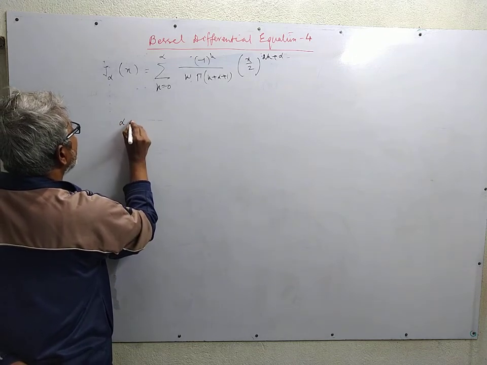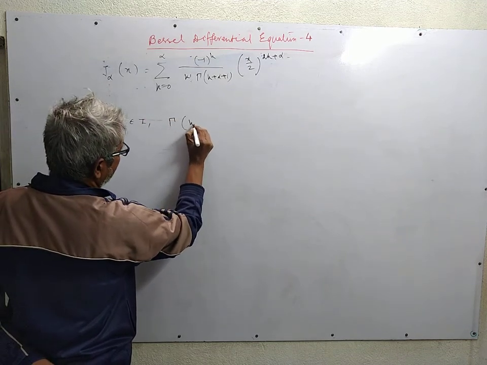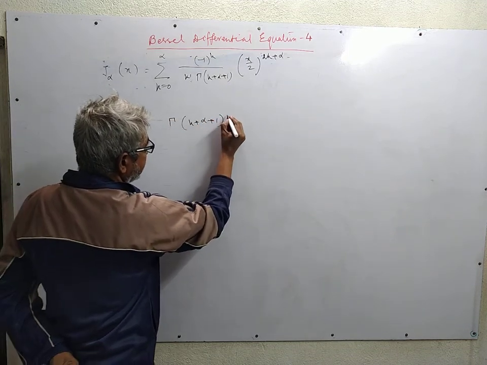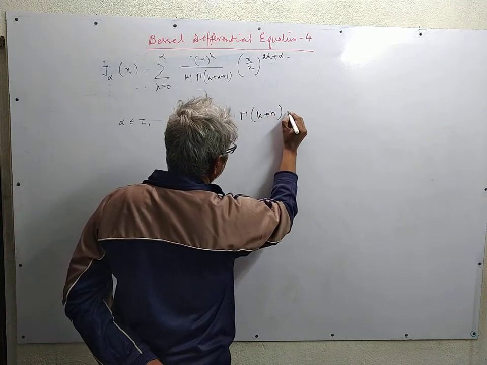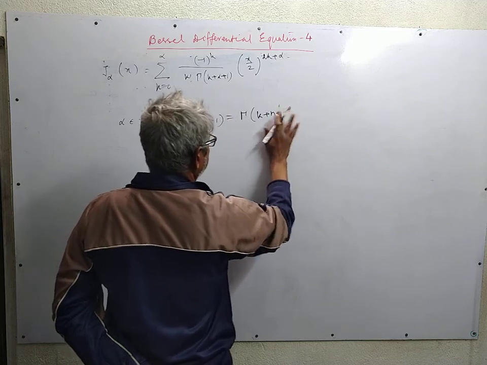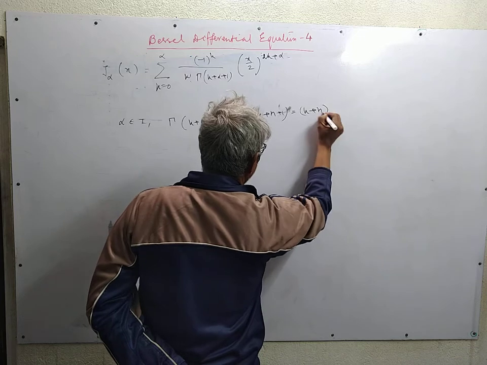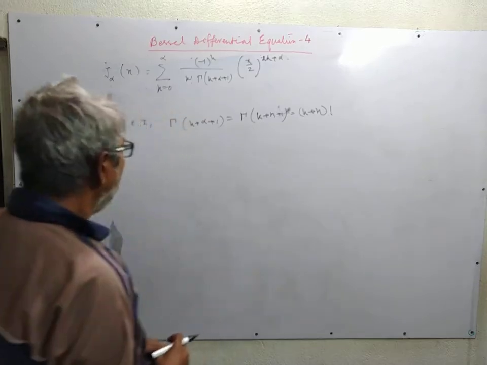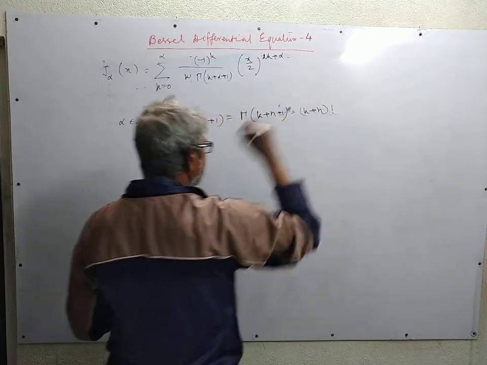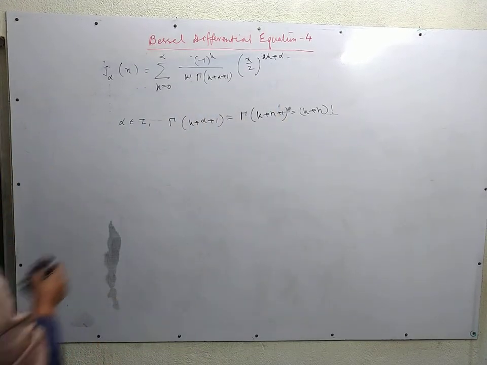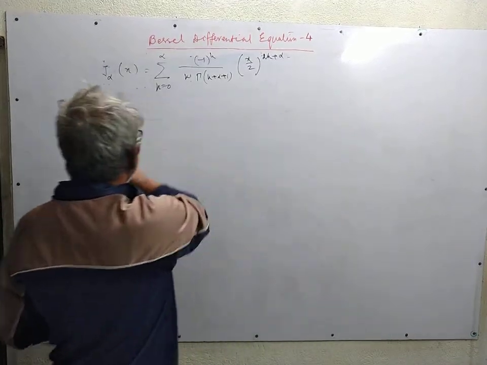Note that for alpha belonging to integers, gamma k plus alpha plus 1 becomes gamma of k plus n plus 1, and this is equal to k plus n factorial. And when alpha is not an integer, we cannot write this relation. This relation no longer holds. This is the difference between Bessel function of integral and non-integral orders.